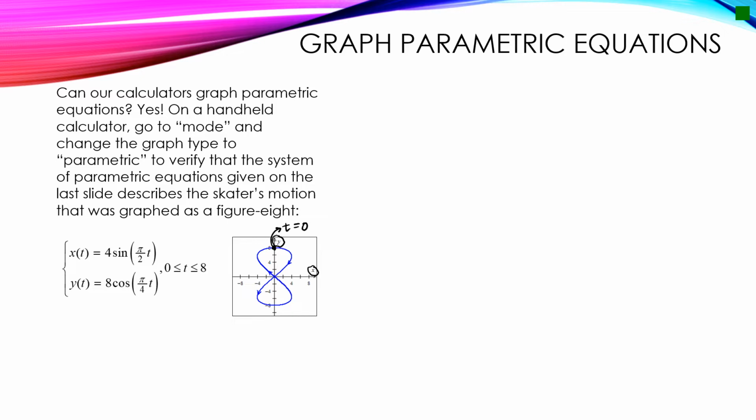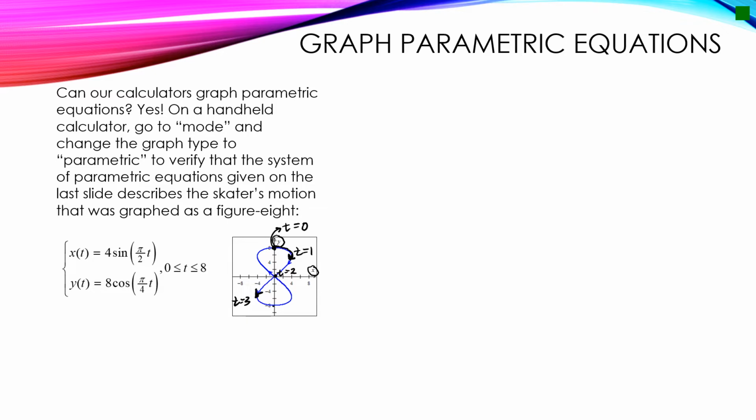Now, as 1 second goes by, the skater moves to the point 4, 5.66. So that is about right here in the first quadrant. So the motion of the skater is in a clockwise pattern. So this point would be after 1 second. After 2 seconds, it looks like I'm at the origin. At 3 seconds, I'm down in quadrant 3. Now the arrows are on there. If they weren't there, you'd want to make sure that you put them in.